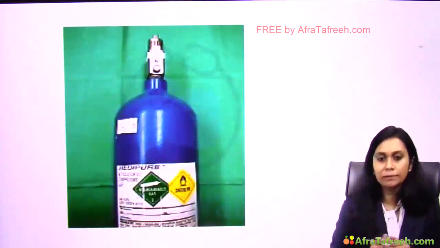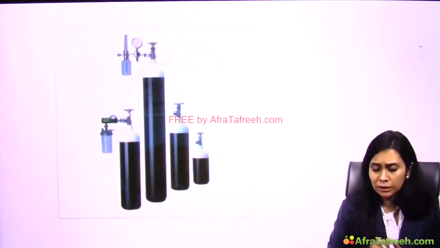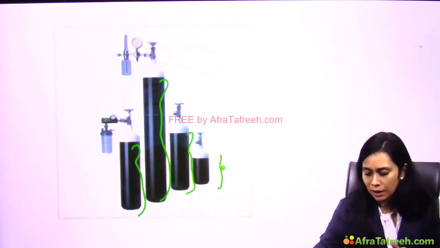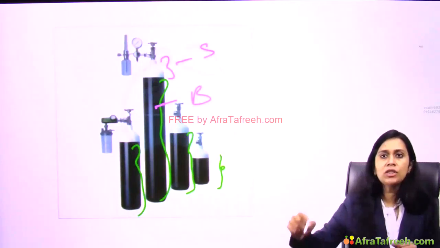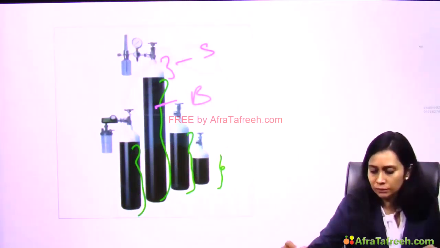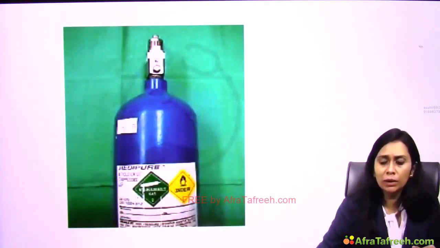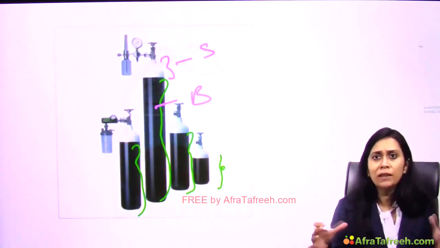So before the first point of nitrous oxide, see this picture. This is a cylinder of nitrous oxide, and this is a cylinder of oxygen. See this cylinder. This portion is called body, and this is called shoulder. Oxygen's body and shoulder are painted different colors, but for nitrous oxide it's the same blue color. So the whole cylinder of nitrous oxide is blue. Oxygen: black body, white shoulder. Air, some other color. So different gases have different color cylinders.